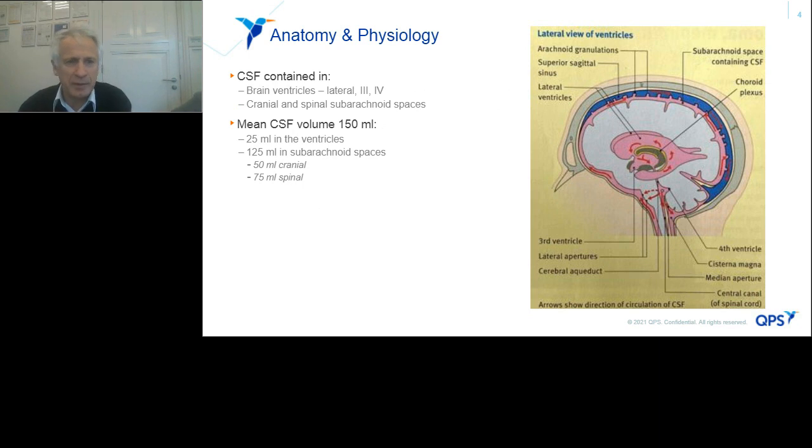So I thought I would just talk a little bit about relevant aspects of the anatomy and physiology of the cerebrospinal fluid. The cerebrospinal fluid is contained in the brain ventricles, the lateral, the third, and the fourth ventricle. You can see them in pink in this diagram, and then in the cranial and spinal subarachnoid spaces. It differs per patient, but on average the total volume is 150 milliliters: roughly 25 milliliters in the cerebral ventricles and 125 in the subarachnoid spaces, about 50 milliliters around the brain in the cranial subarachnoid spaces and 75 milliliters in the spinal spaces.